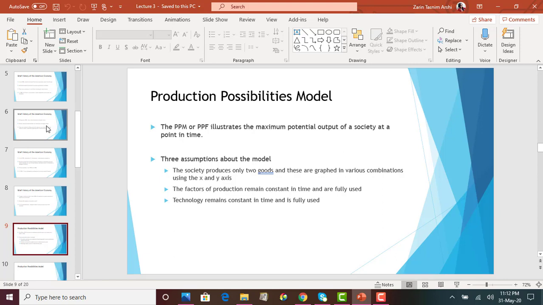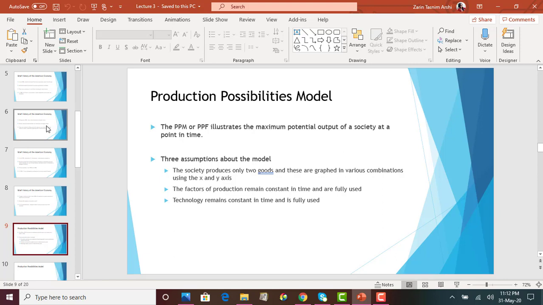Basically, this is a graphical representation that helps us illustrate the maximum potential output of a society at a given point of time. So this is a graph that gives us the maximum potential output that an economy can obtain at a particular point of time, like as of June 30th or as of May 30th. What is the maximum combination of output this economy can achieve? That's what the PPM shows. Over time it can change, it can shift up and down, but basically it is at a particular point of time.